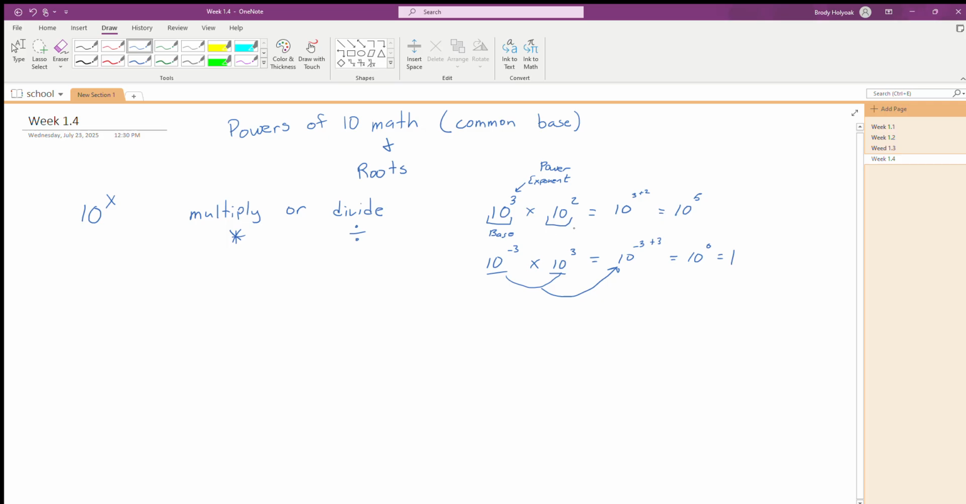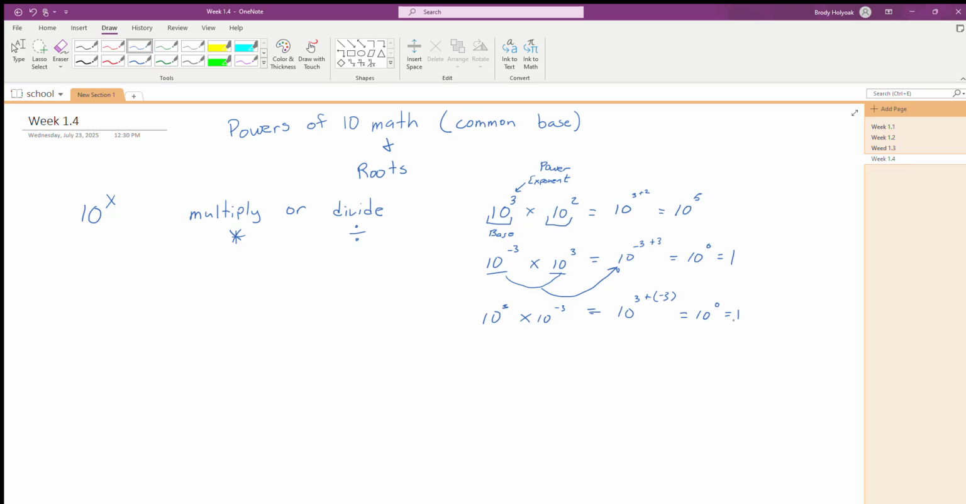And it doesn't matter if these are positive or negative. We are just going to take the values and add them together. In this case, if I had 10 to the third times 10 to the negative third, again, it doesn't matter. I end up with 10 to the third plus a negative 3, which still comes out to be 10 to the 0, which again is equal to 1. After we go through those, that makes division just as simple.